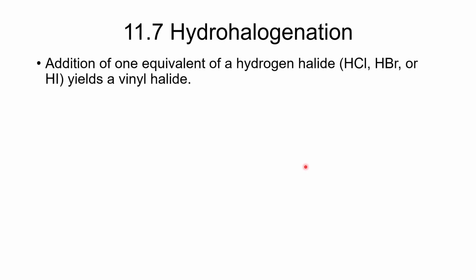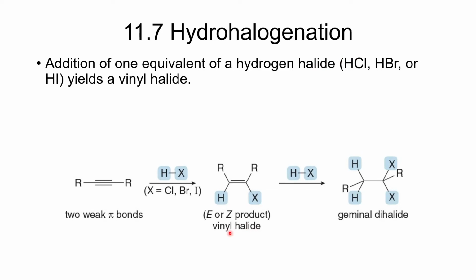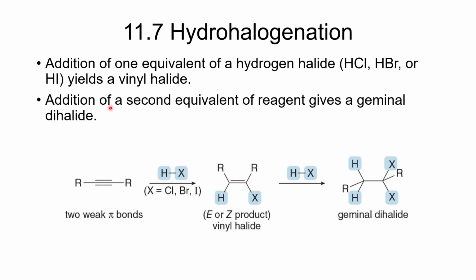All right, so let's start with hydrohalogenation for our addition reactions. We can add 1 equivalent of a hydrogen halide across the carbon-carbon triple bond, and that will give us a vinyl halide. So here we've got our carbon-carbon triple bond. We add 1 equivalent, and we get the vinyl halide. And then we can add a second equivalent. Usually we just put them all in there at once, and it reacts, and we go all the way to this, and we don't ever isolate this.